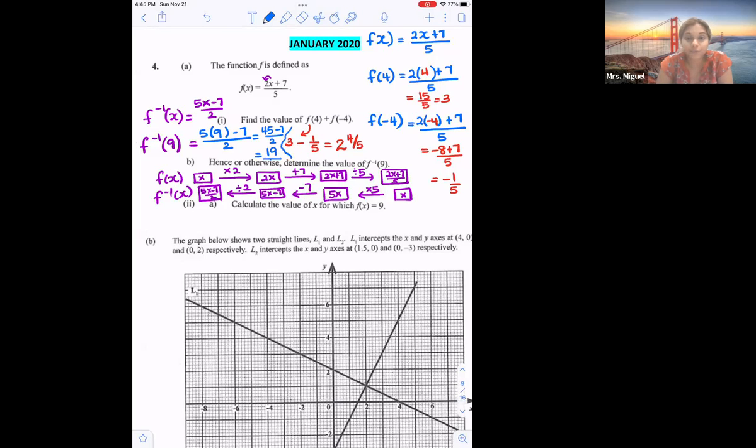Calculate the value of x for which f of x is 9. So we need to replace f of x with the function, 2x plus 7 over 5 is equal to 9 over 1. We are going to cross multiply and solve for x. So 2x plus 7 is equal to 45. Cross multiply. So work that out for me and see what answer you get.